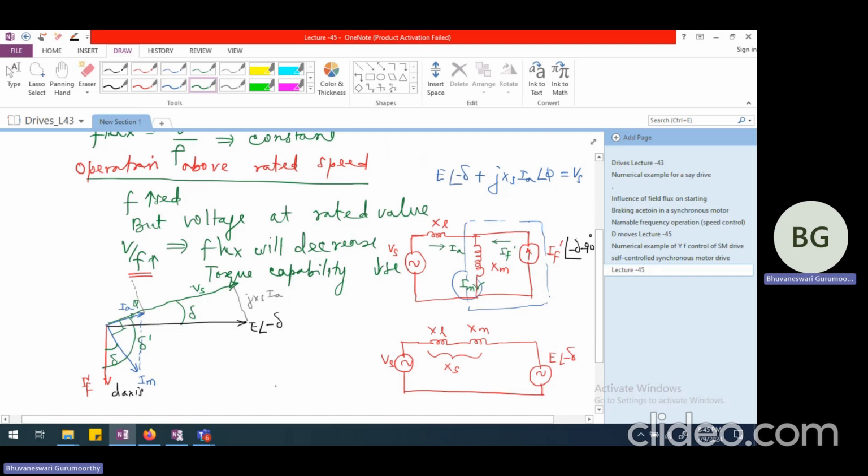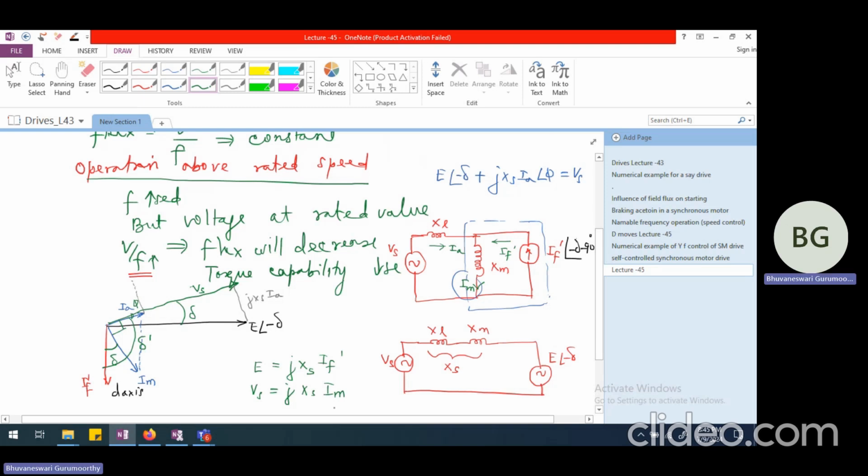So I should be able to write E is equal to j times Xm. Rather than writing Xm, because Xl is very small, I'm writing Xs multiplied by If dash. Whereas if I try to write Vs, that will be j times Xs times Im, where Im is the summation of If and armature current, Ia.